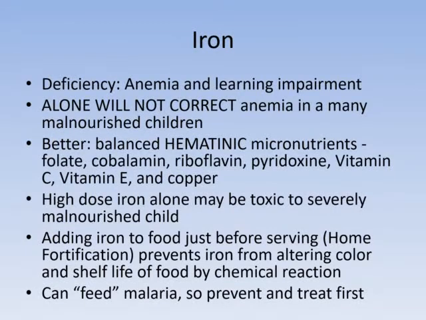We're going to start talking about iron. Iron deficiency causes anemia and learning impairment. Now, iron alone will not correct anemia in many malnourished children. It is better to have a balanced hematinic formula with the micronutrients folate, cobalamin, riboflavin, pyridoxine, vitamin C, vitamin E, copper, even zinc. There's a few more.